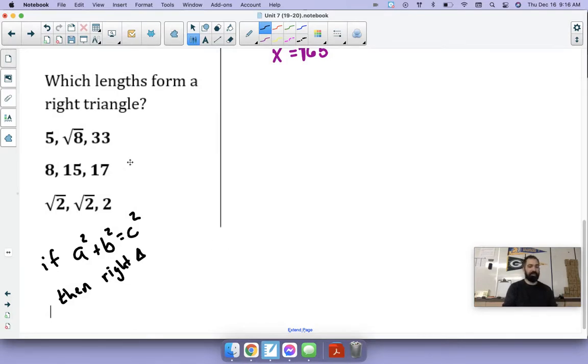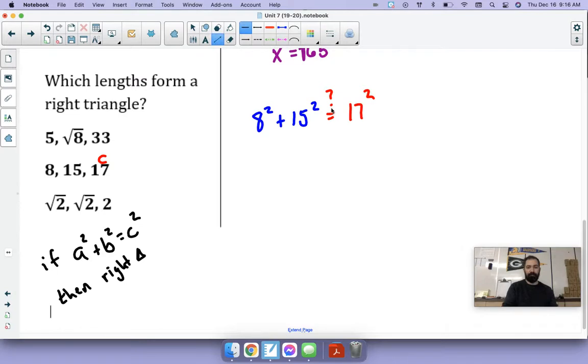Let's just pick one of these, and then I will have you do the other two on your own. Okay, let's pick this nice easy one here. Remember that c is always the biggest value. 8, 15, 17, the biggest one is c, 17. So let's try the others. 8 squared plus 15 squared, a squared plus b squared. We want to know, does that equal 17 squared?